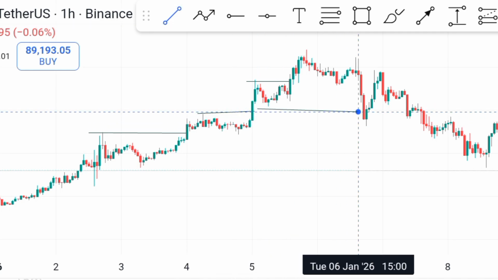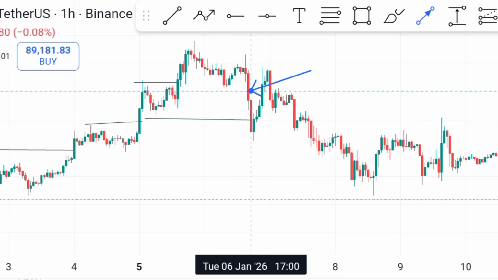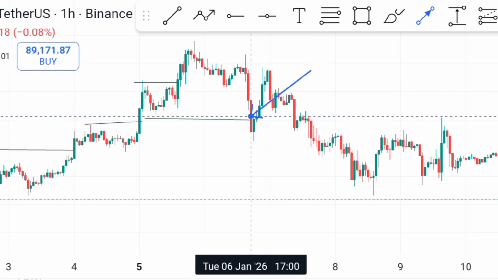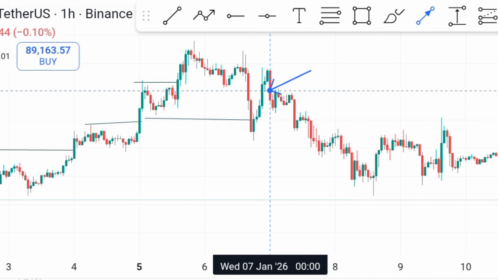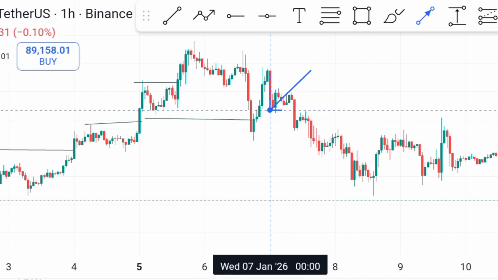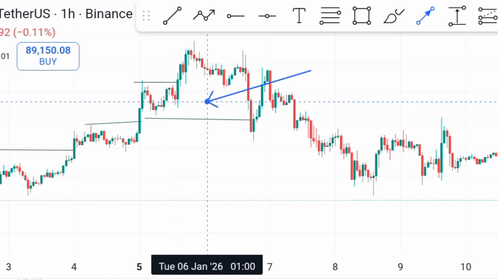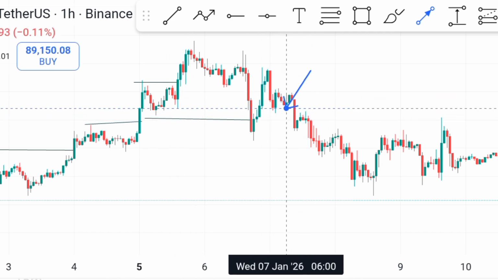Okay, and you will see that when the market came right here, it broke this last higher low. And when it broke the last higher low, you can see the move that it made and sold again, after breaking this last higher low right here. So that's how you can actually get this.